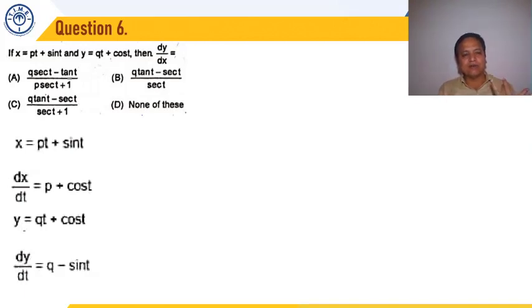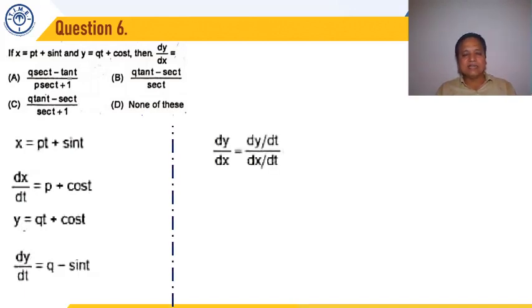So we had the value of dx by dt. We had the value of dy by dt. But the question is asking the value of dy by dx, and all the three options are given in terms of t. X is given, we found dx by dt. Y is given, we found dy by dt. Y is qt plus cos t, so dy by dt is nothing but q minus sin t. Differentiation of cos t with respect to t is minus sin t.